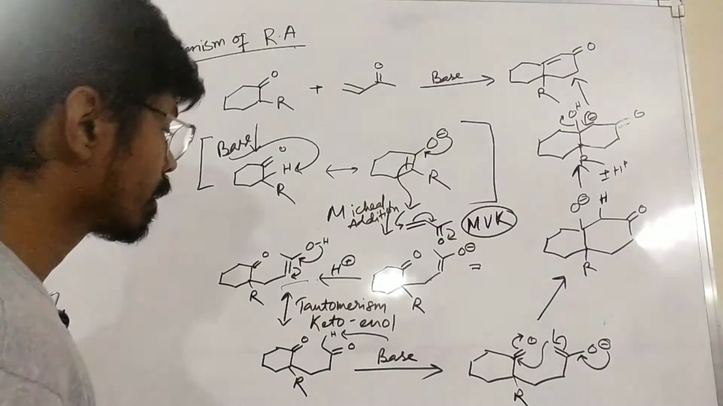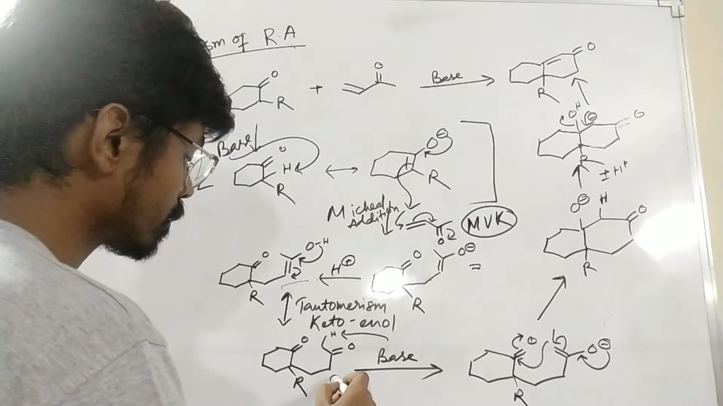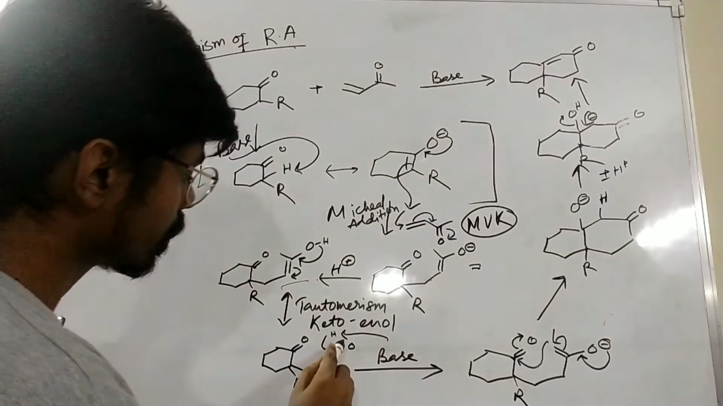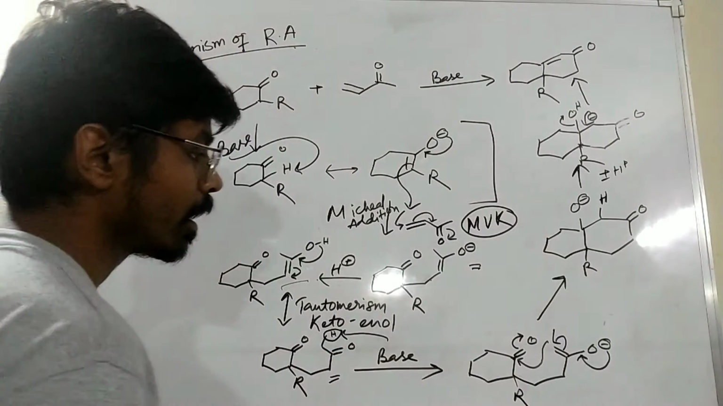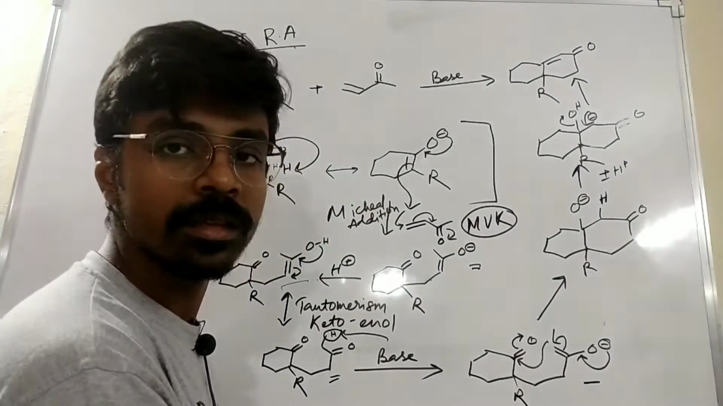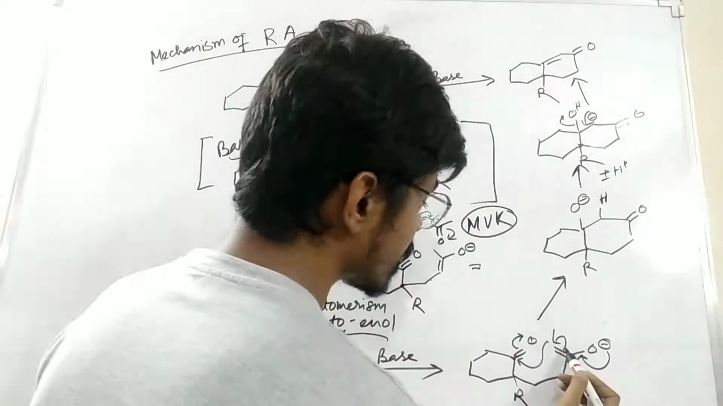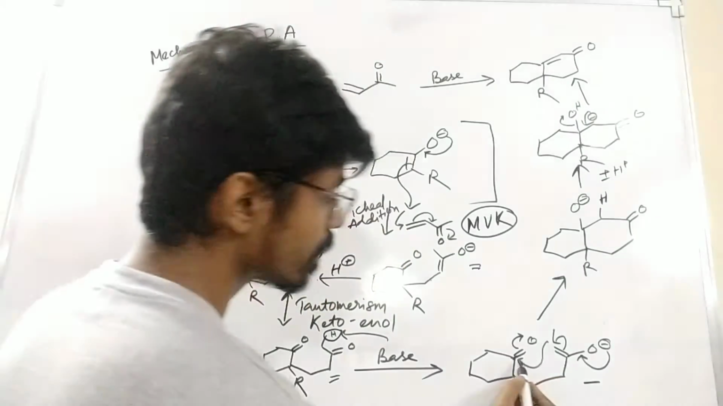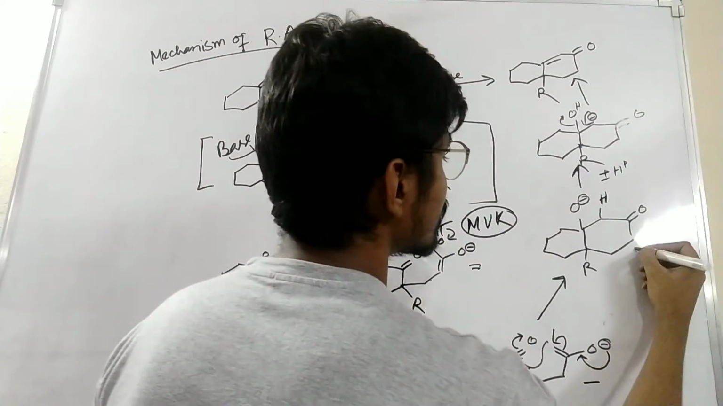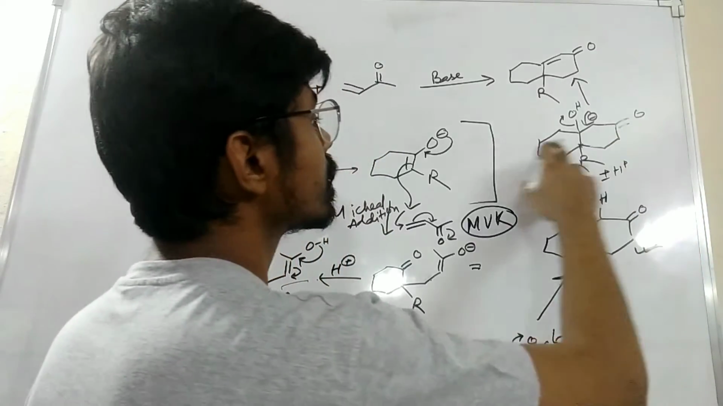Then keto-enol tautomerism will happen and this carbonyl compound will form. Again the base will abstract another proton from here and this enolate will form. Now the negative charge on oxygen is going to move here, the double bond is going to break and it is going to attack this ketone. Then this compound will form and by proton transfer this will form.